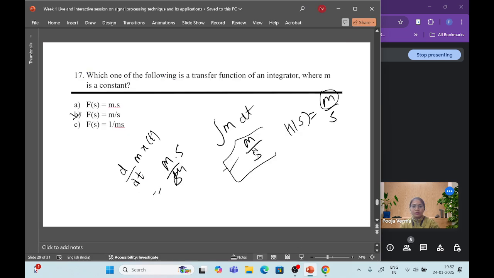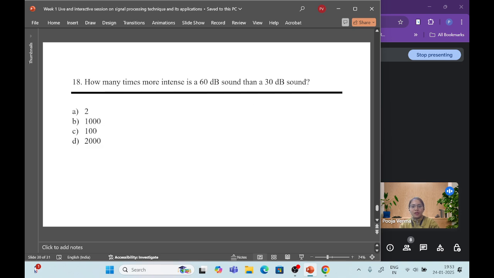Okay, so I think you got this. Already this is a basic question. So what is the transfer function of an integrator and of a differentiator? The transfer function of a differentiator is m into s, and for an integrator it is m by s. Okay, so option B is the correct answer. Moving to the next question.